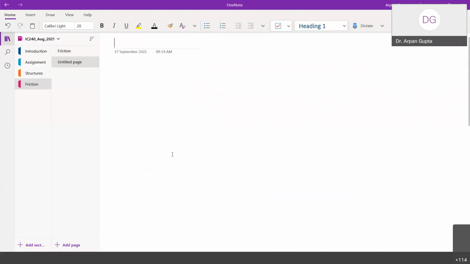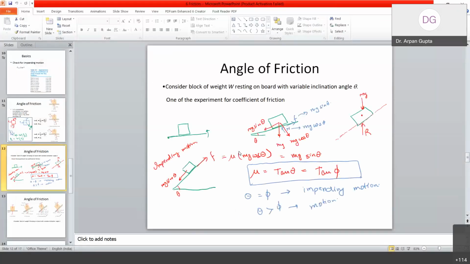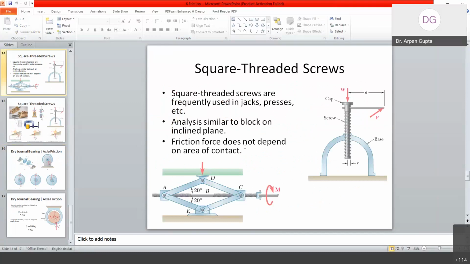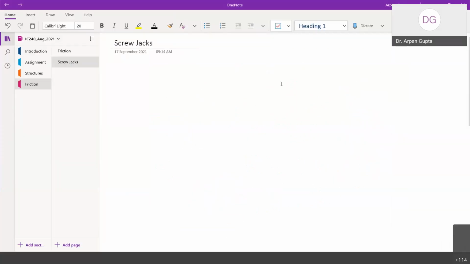The discussion for today is about screw jacks and square threaded screws. So that is the discussion for today. Jacks.